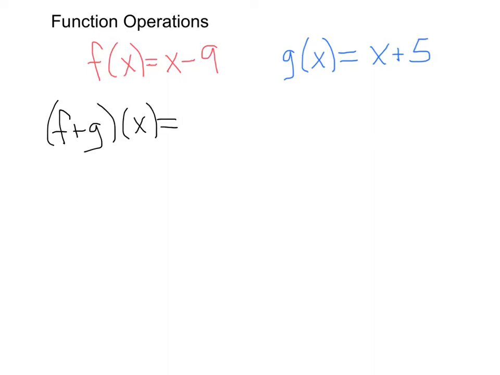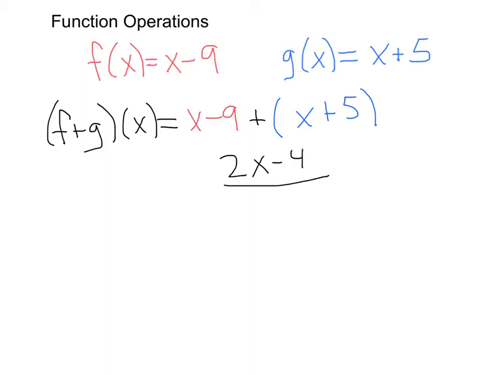All this means is we're going to take our f function, so that would be x minus 9, and we're going to add to that our g function, which is going to be x plus 5. And I'm going to go ahead and put parentheses because it's going to help me remember distribution and things like that. So if I go ahead and simplify this, I can add my x's. That's just going to give me 2x, and my negative 9 plus 5 is going to give me negative 4. So this is f plus g of x.